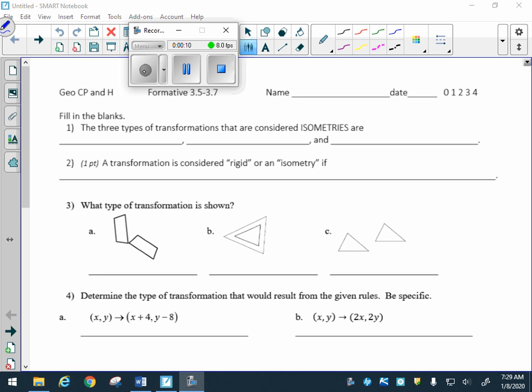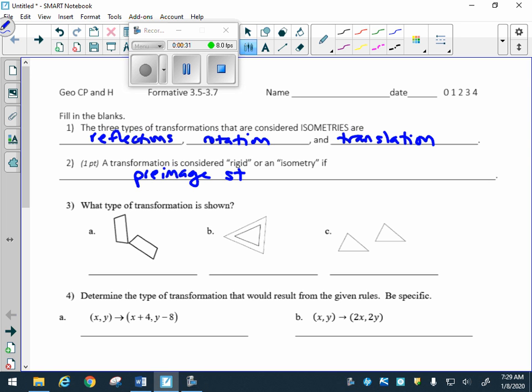Three types of transformations that are isometries are reflections, rotations, and translations. That's because in all three of these cases, when the transformation happens, the preimage stays congruent to the image. In other words, the size doesn't change in an isometry or a rigid motion.